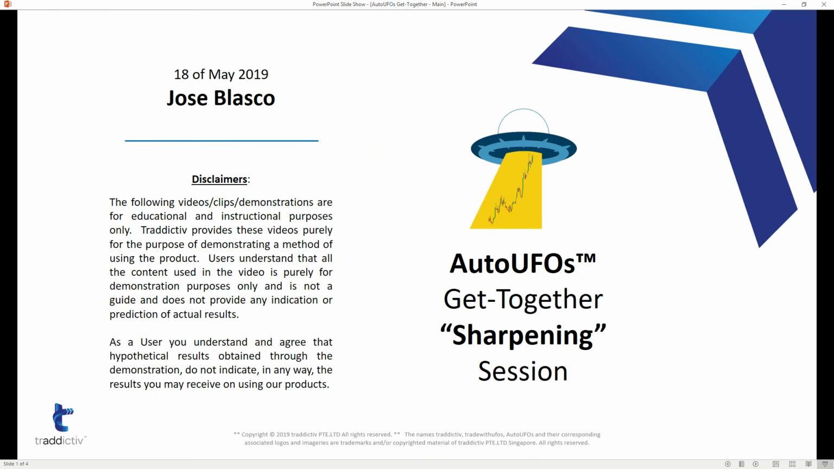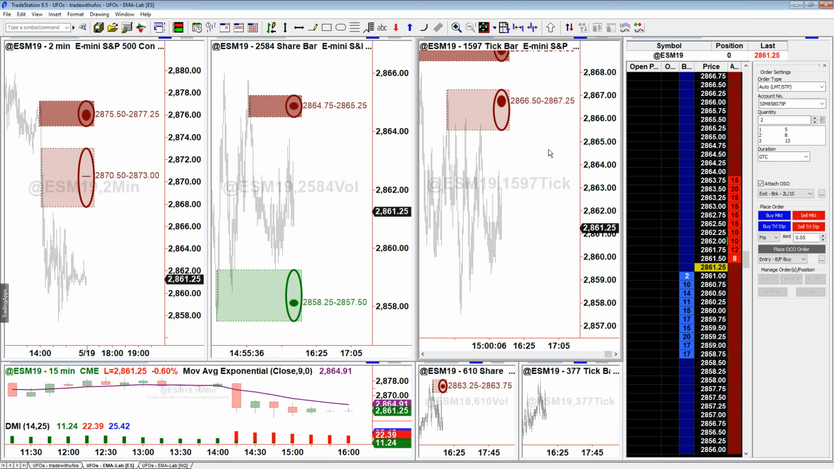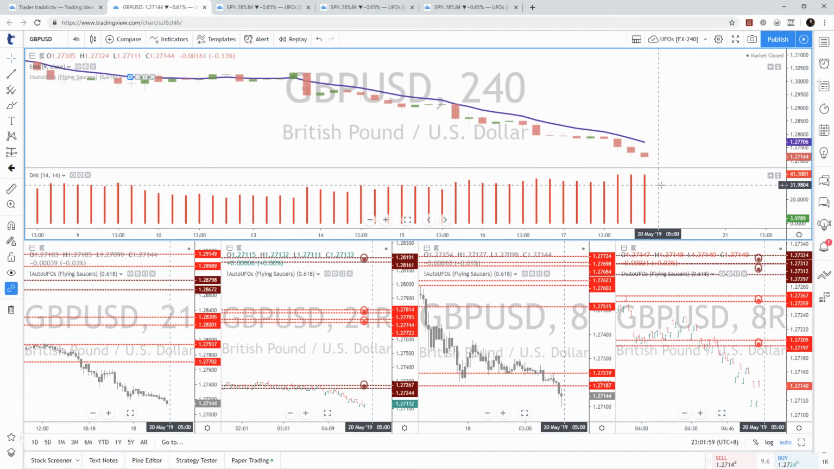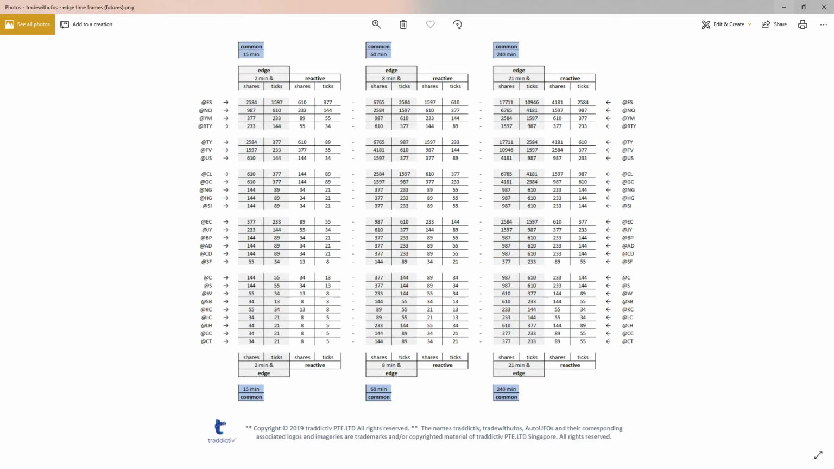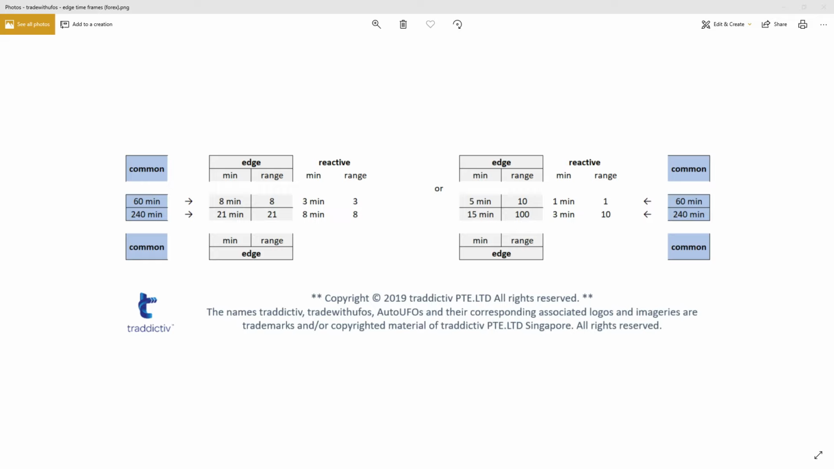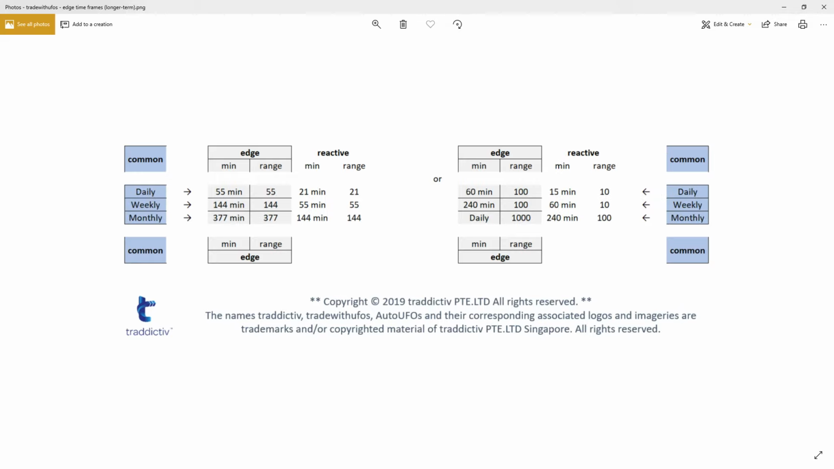Okay, we have TradeStation ready and loaded. We have TradingView ready and loaded as well. I have three sets, which I'll be explaining in depth later: one for the futures, one for the Forex, and one for the longer term that you guys have been asking. So lots of things to discuss today.